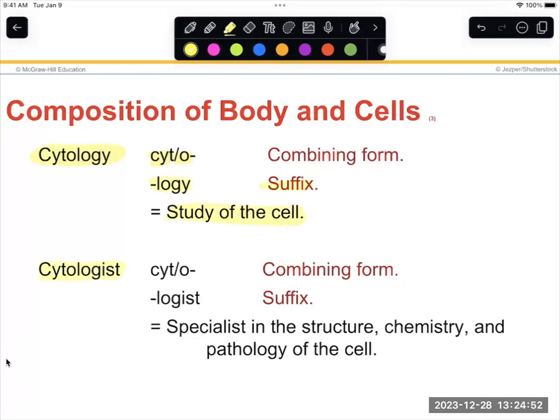Cytologist, again, that same combining form that means cells. Then logist, logist is the someone who specializes in that structure, chemistry, and pathology of cells. So cytologists identify both normal and abnormal cell function and growth. Physicians depend on cytologists to identify abnormal cells in order to treat and care for patients with tissue abnormalities such as cancer.